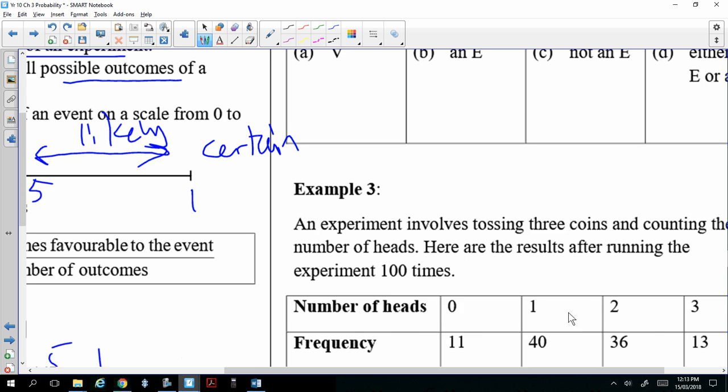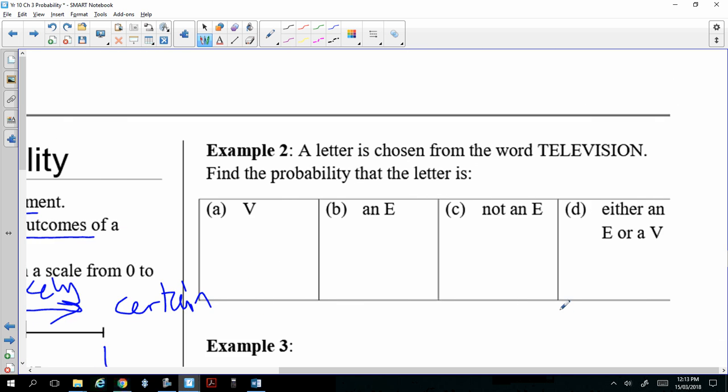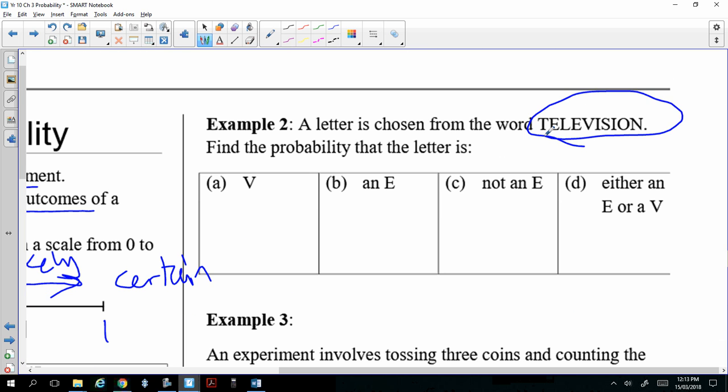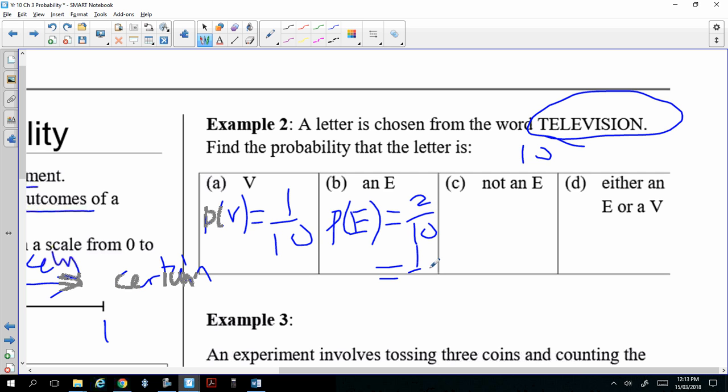Next one is this. A letter is chosen from the word television. Find the probability the letter is something. How many letters are there? 10 letters. Very good. So probability of V, how many V are there in television? 1, isn't it? So 1 in 10 chance that could happen. How about E? 2 out of 10, which is 1/5. Very good.